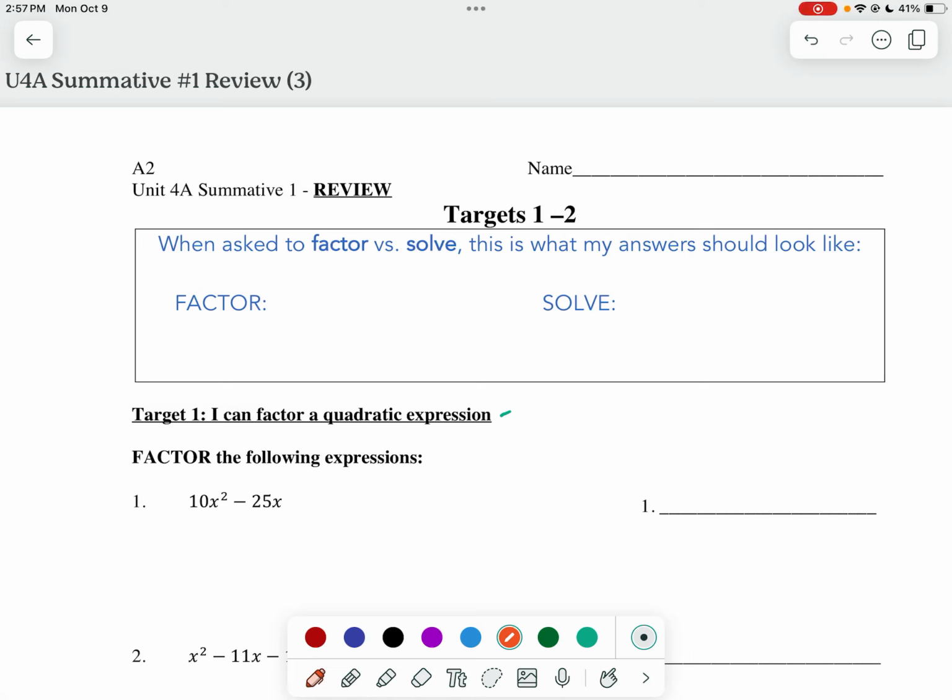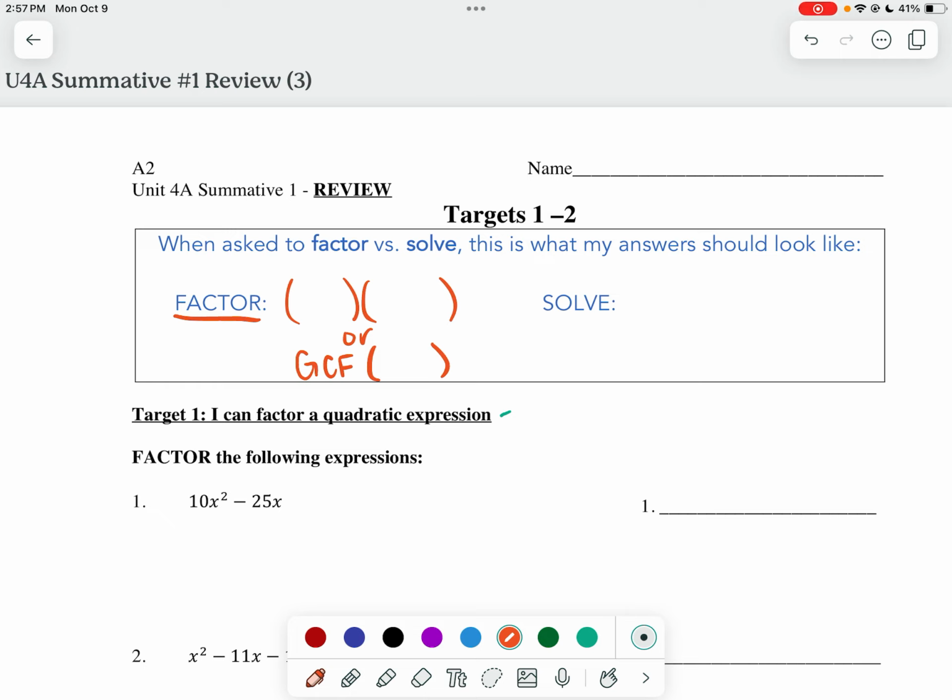Right, so for this summative, you're asked to factor some expressions and solve some equations. Just to differentiate between the two and what your answer should look like, when you are asked to factor something, your answers should look something either like this, where you have something with x's in the parentheses, or maybe you took out a GCF and then you have parentheses after that. But either way, your answer should have parentheses in it.